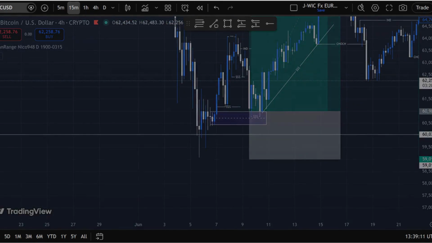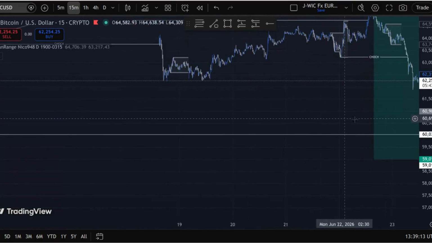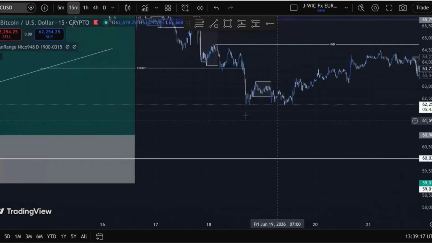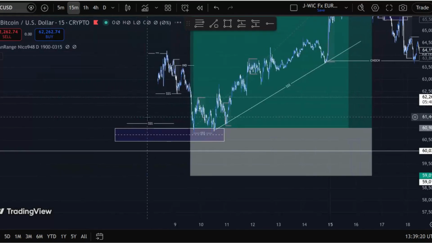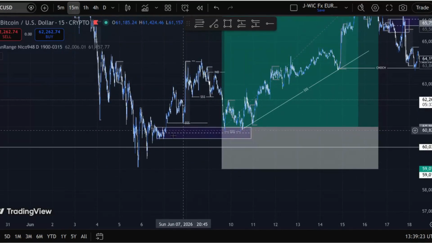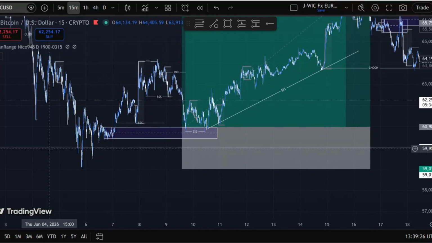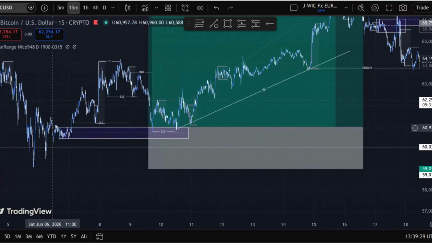So what do we do now? I started reading the market again. Let's read the market again. So that pullback, this was the last order block. Look at the impulse move here.